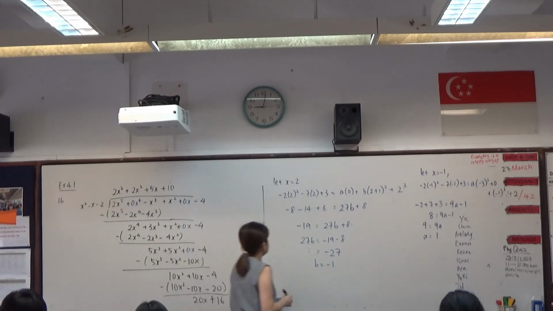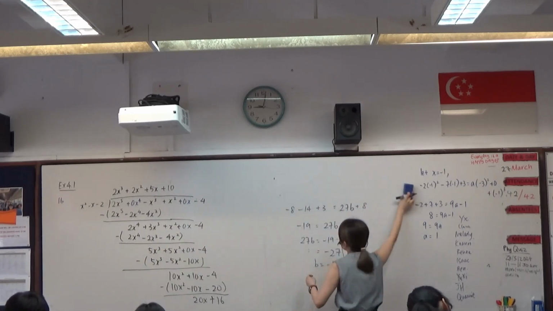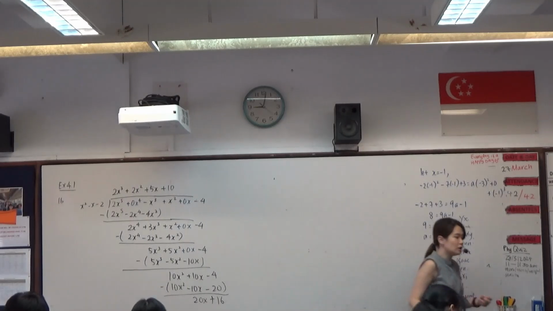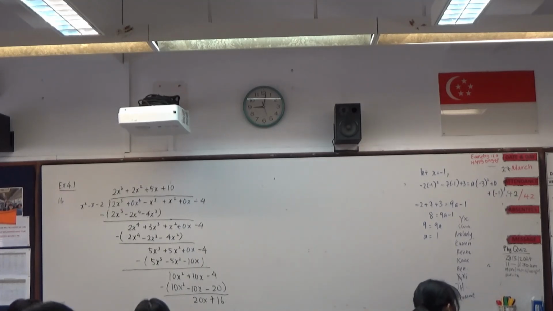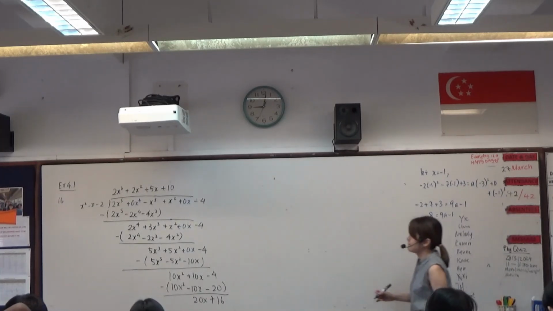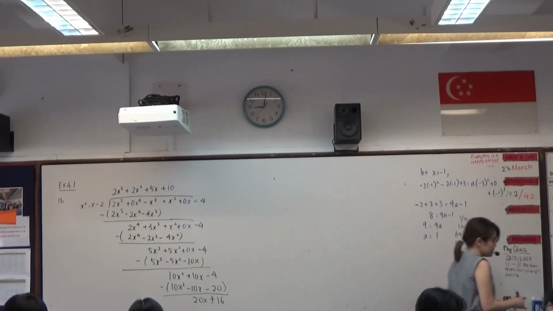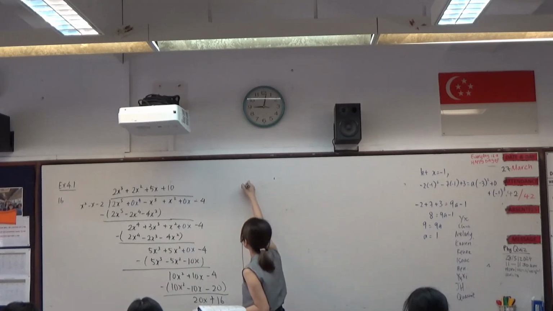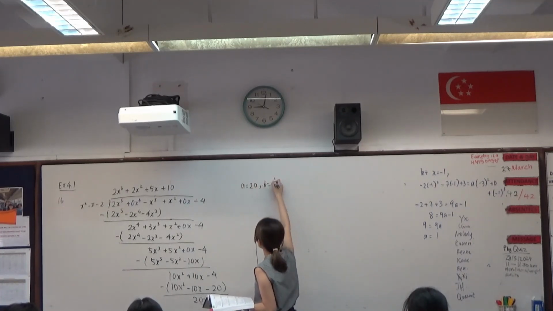It's important that you don't just focus on copying what I've written, but you also go through the whole long division process itself. So the answer will be 20x plus 16. The question wants you to find the value of a. So a equals 20, b equals 16.